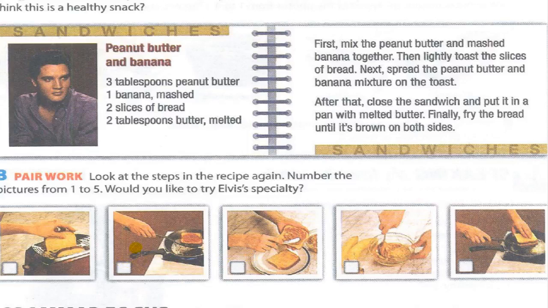Finally, fry the bread until it's brown on both sides. This is the last picture. We fry the bread until it's brown on both sides. Fry the bread means to put the bread on direct heat to fry it. You fry it in oil, in hot oil or butter. So until it's brown on both sides.